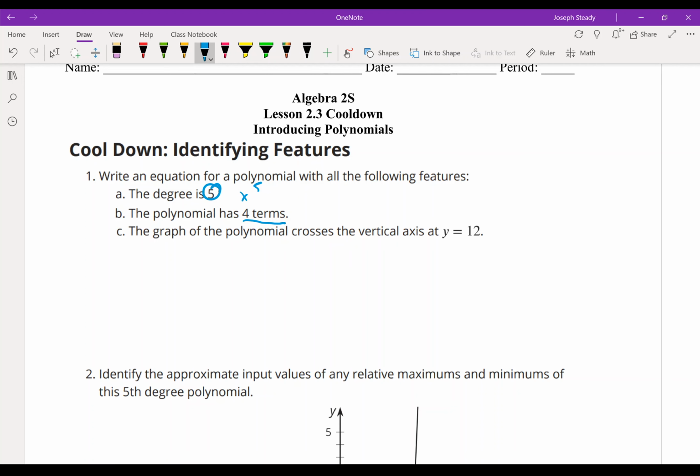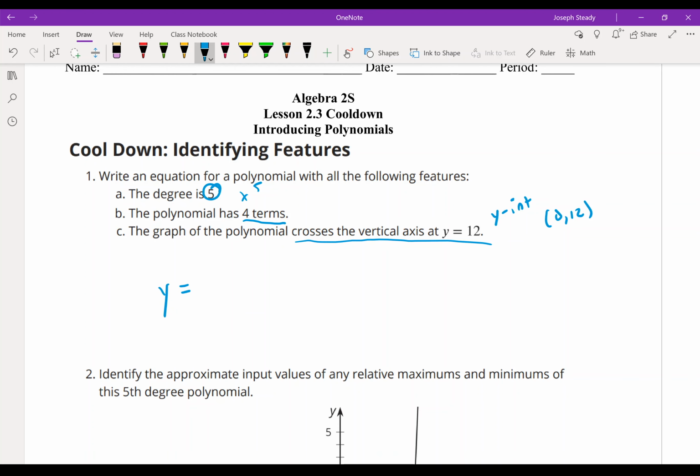Then they also tell us that it must cross the vertical axis at y equals 12. Well, that means my y-intercept must be 12. Or in other words, the graph must go through (0, 12). So we can do this pretty quickly here.